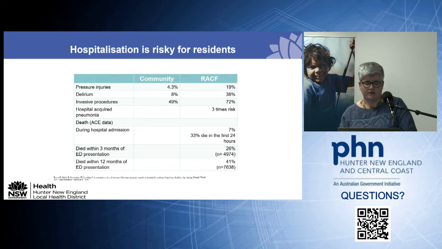And as I said earlier, if you come to a Hunter New England emergency department and you're from an aged care facility, then 41% of those people will have died over the next 12 months. So it's a pretty high mortality, not related to the ED, of course.